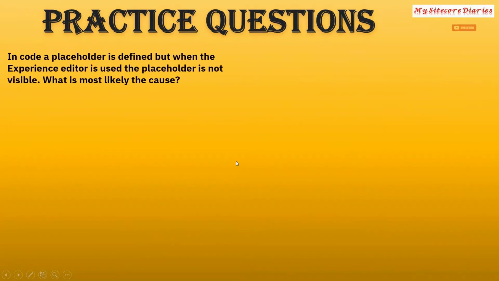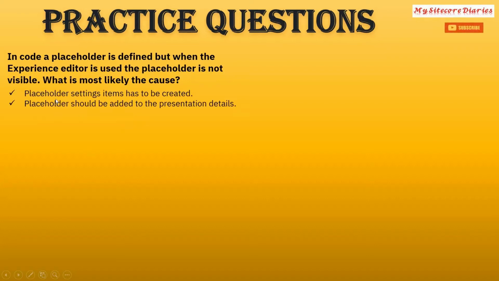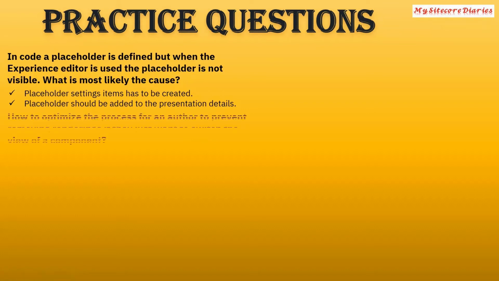Next question. In code, a placeholder is defined, but when the Experience Editor is used, the placeholder is not visible. What is the most likely cause? In the layout, the placeholder is there, but when you use the Experience Editor, it is not visible. The main reason will be that placeholder settings are missing. Placeholder settings items have to be created, and the placeholder should be added to the presentation details. These are the two reasons why it is not visible, because there may not be a placeholder setting.